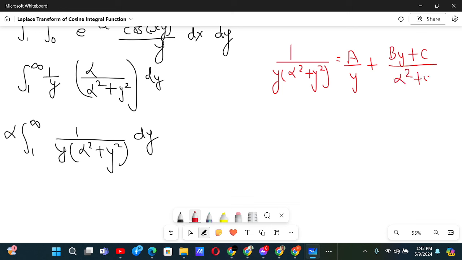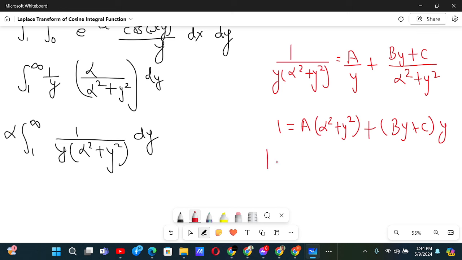Now for this, if we take the LCM over here, we get 1 equals a times alpha square plus y square, plus by plus c times y. Now if you compare the coefficients of corresponding terms, the coefficient of y square will be a, plus from here we have b as well. Now the coefficient of y will just be c only, and the constant term will be a alpha square.